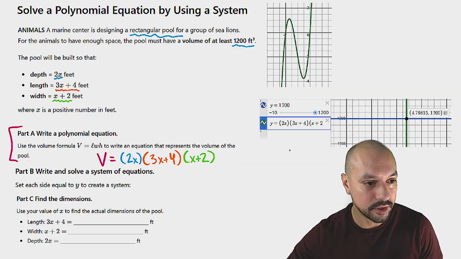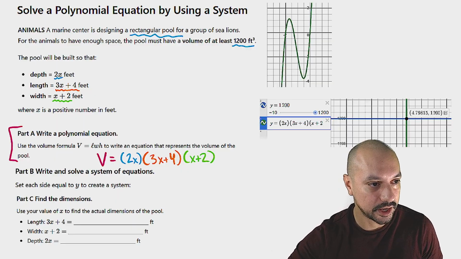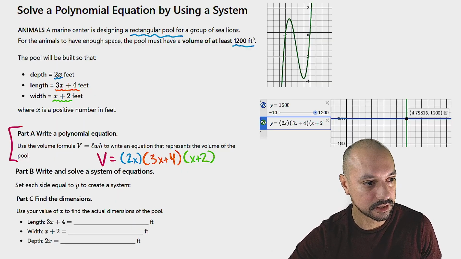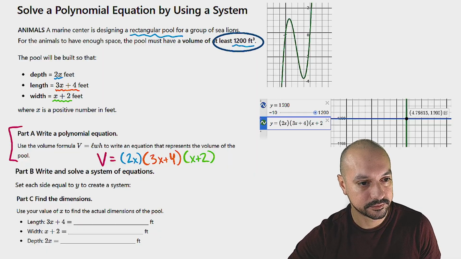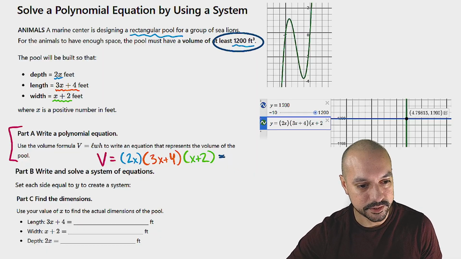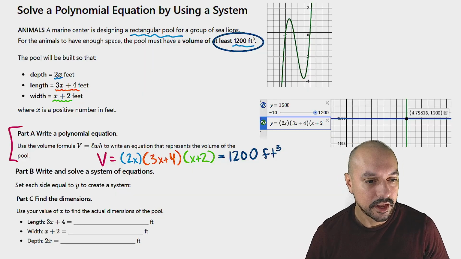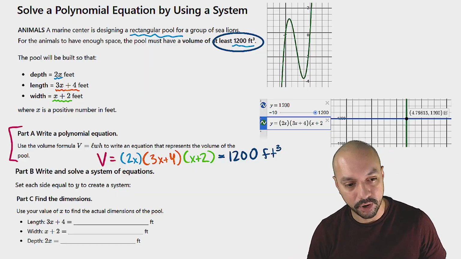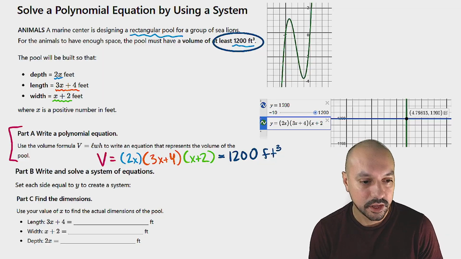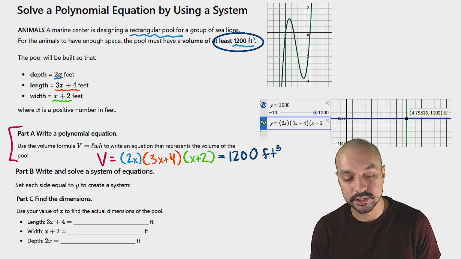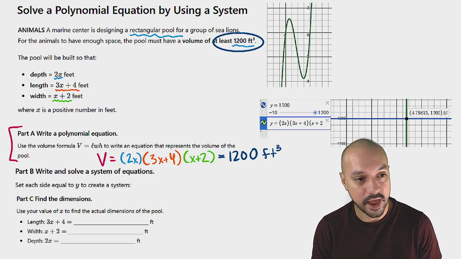But we know that the volume of the pool has to end up equaling at least 1,200 cubic feet. So to keep it simple, we're just going to say exactly 1,200. And so now we have a model, a full equation, that can help us understand the constraints for x in order to make this appropriate for the sea lions.